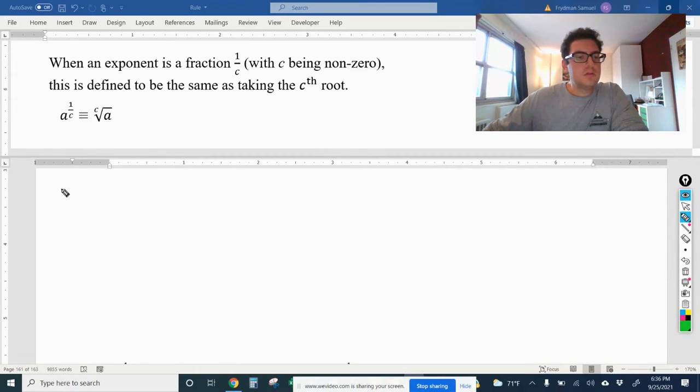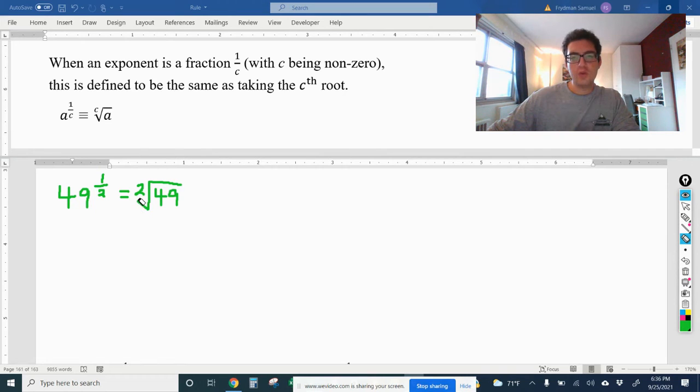What would 49 to the power of a half be? Well, according to this rule, that would be defined as the second root of 49. This is also called the square root. If this is a 2, then you also call that the square root of 49. Actually, you might be familiar with a square root.